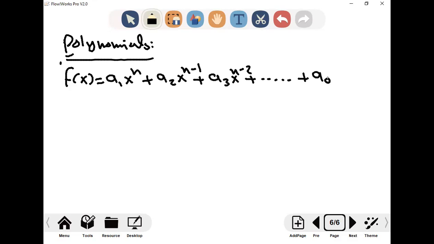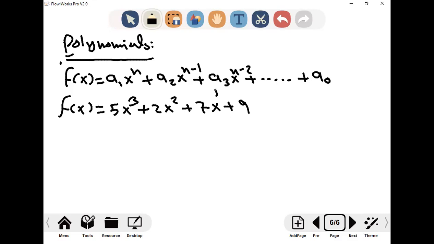For example, f of x equals 5x power 3 plus 2x power 2 plus 7x plus 9. The highest degree here is 3. Then n minus 1, n minus 2. Then degree 1, but we don't write it, that's n minus 2. Then a naught. Should it always be that if we start with power 4, then power 3, power 2, power 1, power 0? No, not necessarily.